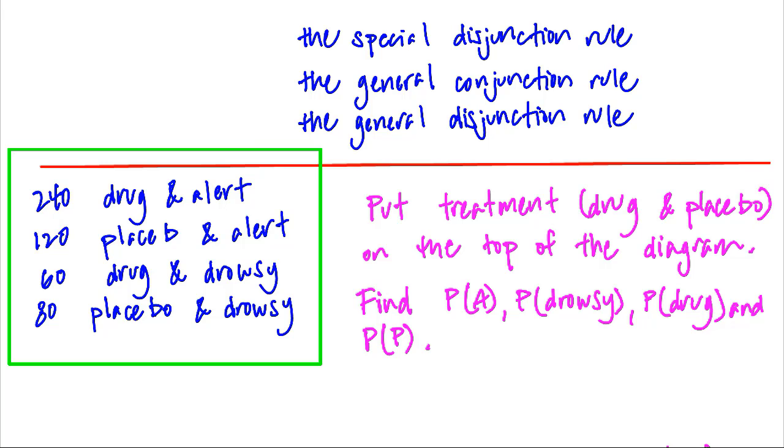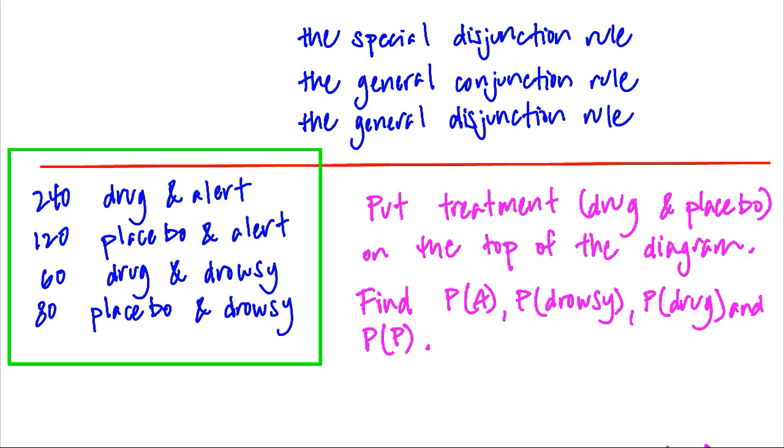Okay, so here's a population. Again, this is a drug study, let's say. In this population, we have 240 people who receive the drug, receive the active agent, and are alert. We have 120 people who got the placebo and are alert, 60 who got the drug and are drowsy, and 80 who got the placebo and are drowsy.